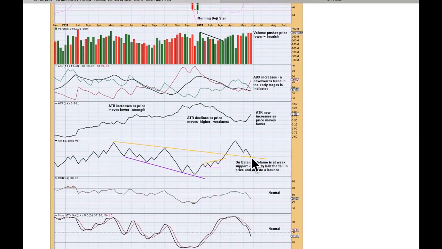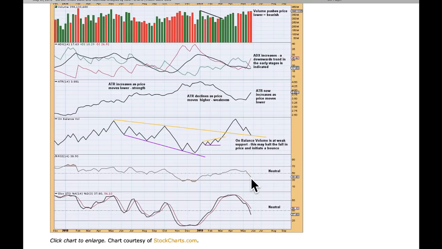On-balance volume is at support, but this is quite weak support because it only has been just able to be drawn across 2 price swing highs. A breach of this support would be a weak bullish signal. This also may initiate a small bounce here before the line is breached.